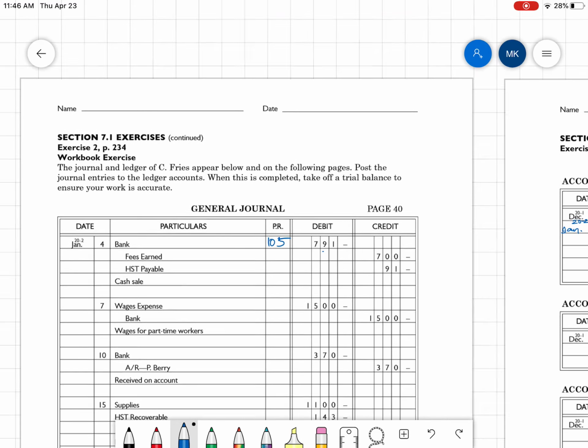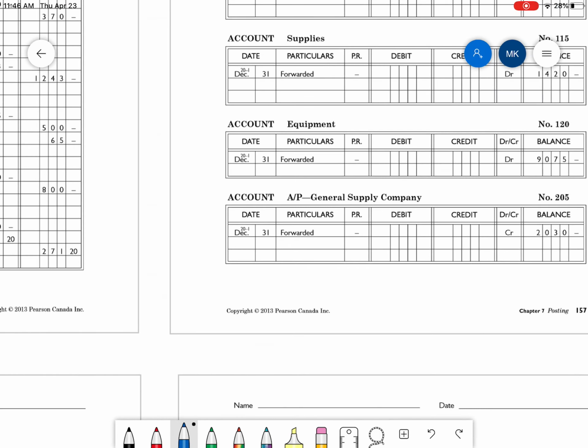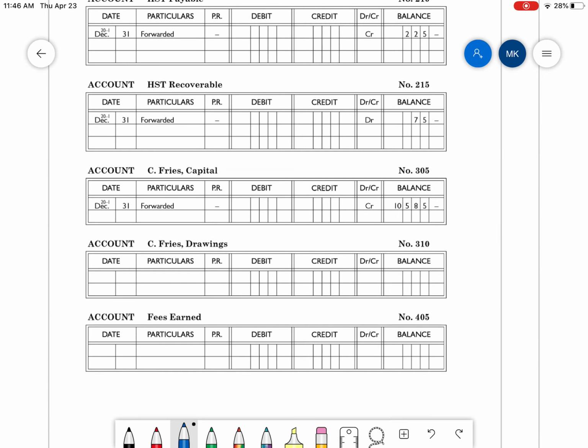Now in the same journal, you have the next transaction, that is fees earned, and that is credited 700, right? So go to the fees earned account. Fees earned, right? Now the date is 22 January 4. What is the amount of fees earned? The amount of fees earned is 700, right? And it is on the credit side, so you write on the credit 700, and PR, as we know, is J40. There is nothing on the balance, so the new transaction itself is the balance. Now it's the credit balance, right? So you write CR and write 700.